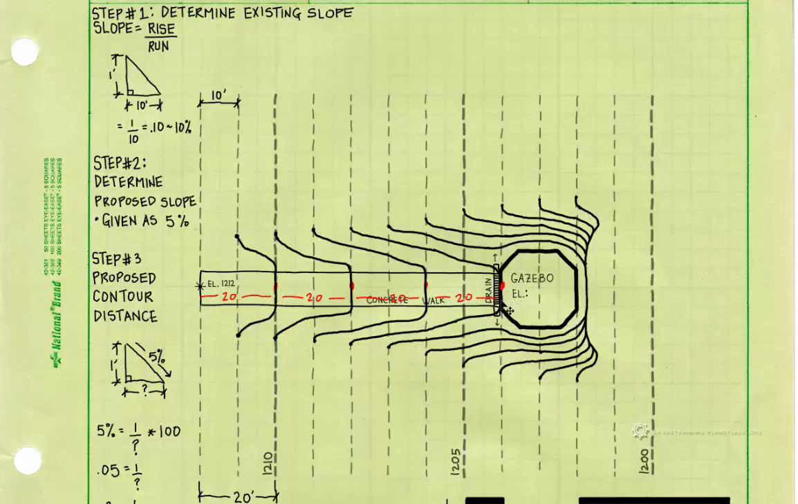Finally, I get to the gazebo part of it, and now I know that the gazebo needs to be flat, meaning that all the contours are going to need to wrap around the gazebo at this point in time. So this is where I start grabbing some of these existing and wrap it all the way around. And I pretty much know, because I need to contain all of my grading within the project site, that beyond contour elevation 1200, I'm not on the project site anymore. So I'm going to have to install a retaining wall here.